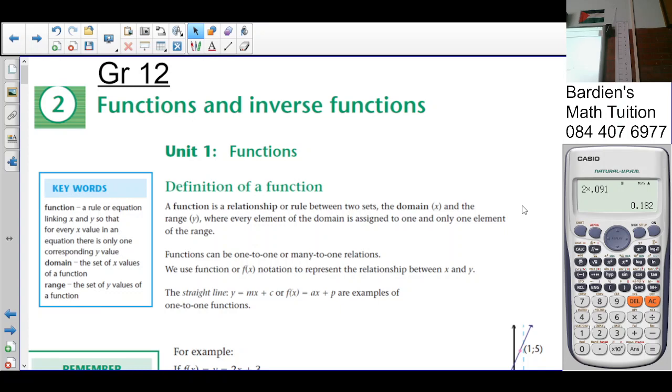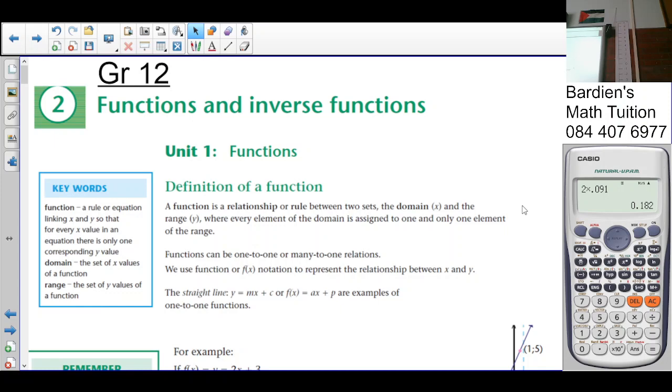So we are told that a function is a relationship where a rule between two sets, your domain, which is normally your x, and the range, which is y, where every element of the domain is assigned to one and only one element of the range. Okay? So it's important for you to understand what a function is. So here we are told that for every x value, there is a y value, and only one in this case as well.